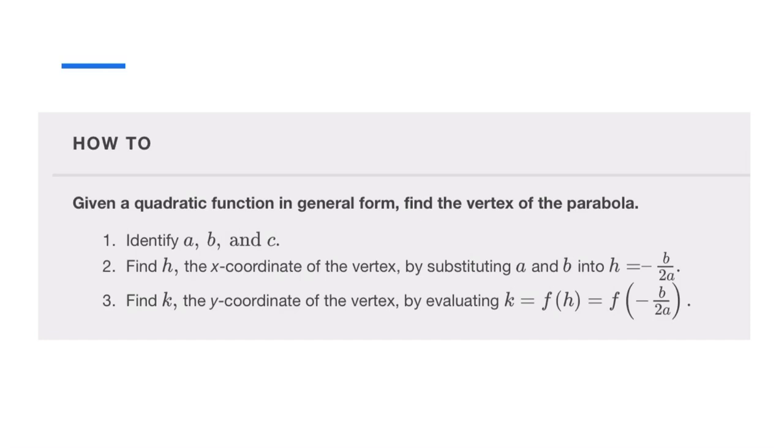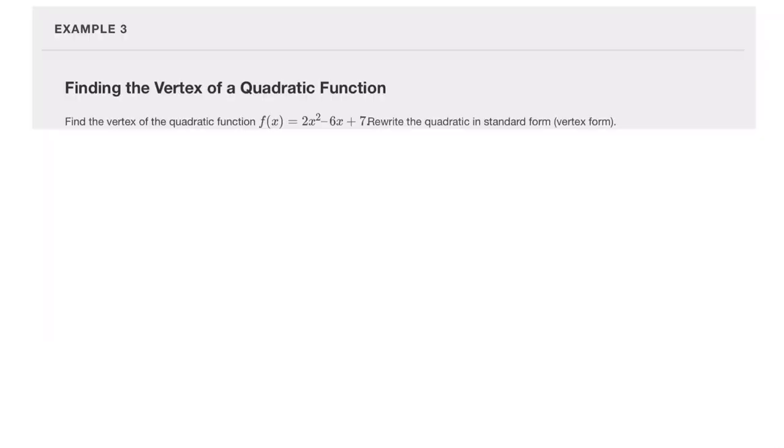So given a quadratic in general form, find the vertex, identify a, b, and c, and then we can use the vertex formula to find the x-coordinate of the vertex, which is negative b over 2a. And then once we get that result, we plug it into the original function to find our y. Okay, so find the vertex of this quadratic and then write the quadratic in standard form or vertex form. This is given to us in general form, so we can use our vertex formula. Our h is going to be negative b over 2a.